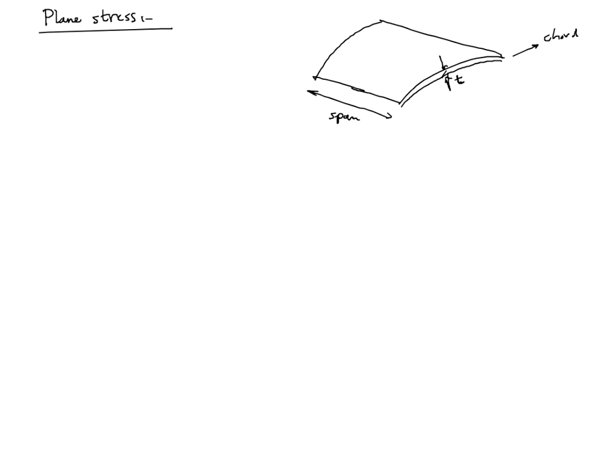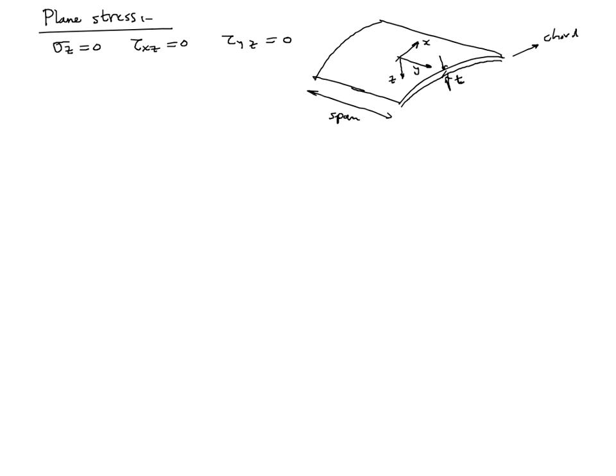In this case, it is appropriate to assume that the only stresses that act on the body act in the plane tangent to the surface of the body. So if you locally attach a set of axes, one of them along the chord, let us call that X, one of them along the span, let's call this Y, one of them in the thickness direction, let's call this Z, then we know that only stresses in the plane XY are important. So we're talking about sigma Z being 0, tau XZ being 0, and tau YZ being 0, while sigma X, sigma Y, and tau XY are not necessarily 0.